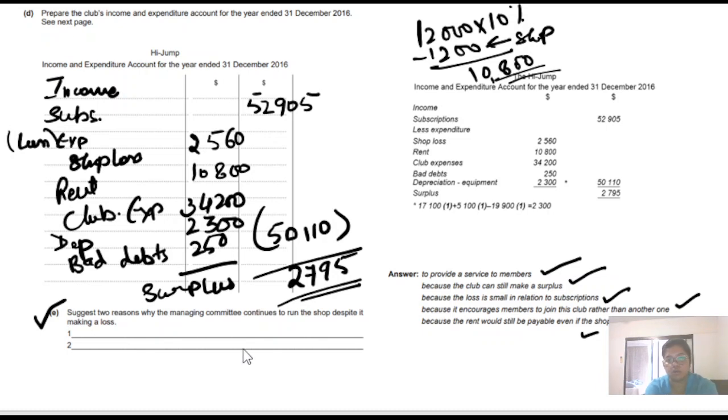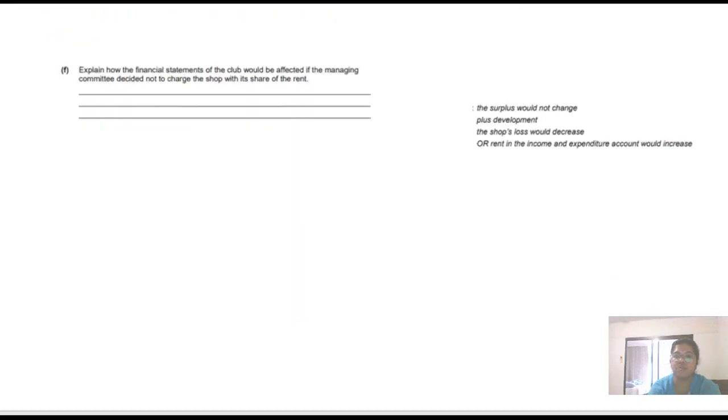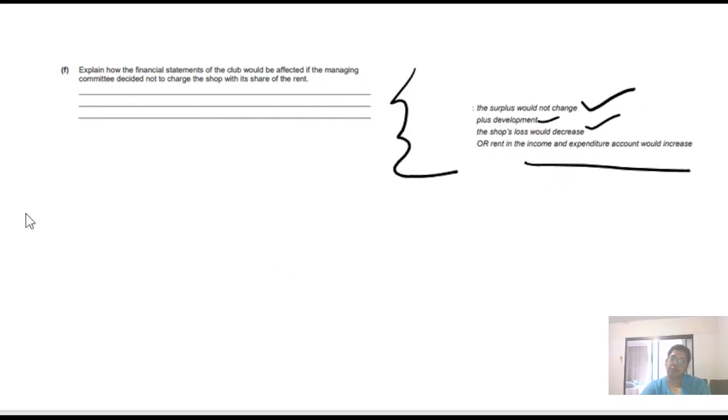Okay, so the last question: explain how the financial statement of the club would be affected if the managing committee decided not to charge the shop with a share of the rent. Means the surplus would not change, first thing, plus development is also not changed. The shop's loss would be decreased, or the rent to the income and expenditure account would increase. So these are the explanation how the financial statement of the club would be affected.